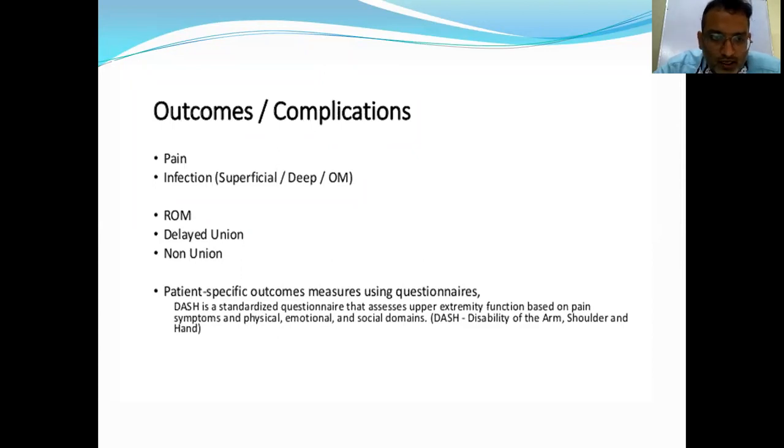Delayed union is also seen, because if the bones are fractured at the same level, one bone unites more frequently than the other. So delayed union is more common. Non-union is also common if unsatisfactory reduction is seen and the fracture mechanics are not maintained. Okay, so pain and infection, whether superficial or deep, depending upon the type of injury, closed or open, infection is also a common complication.